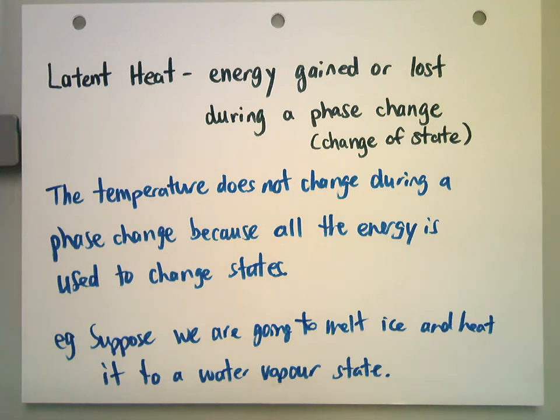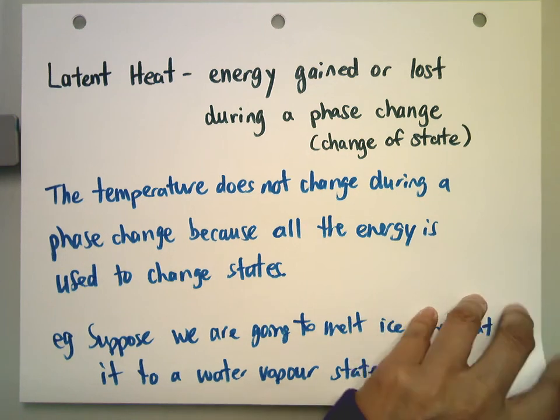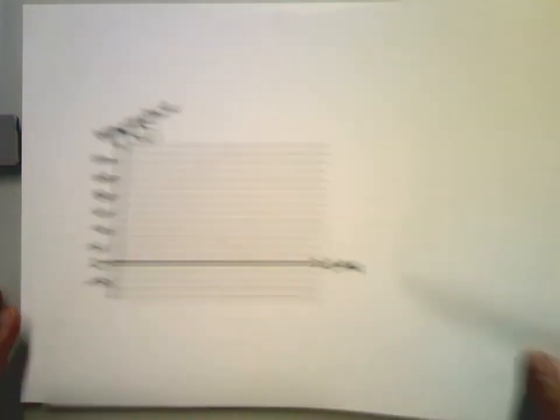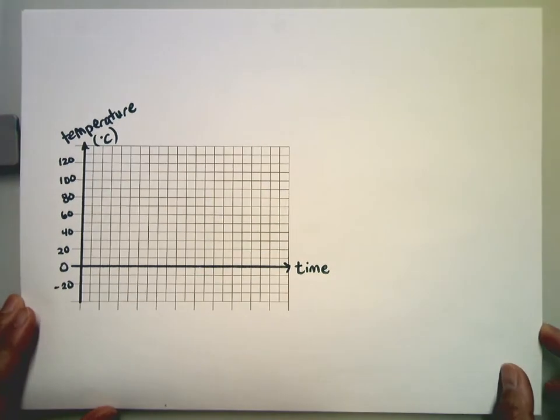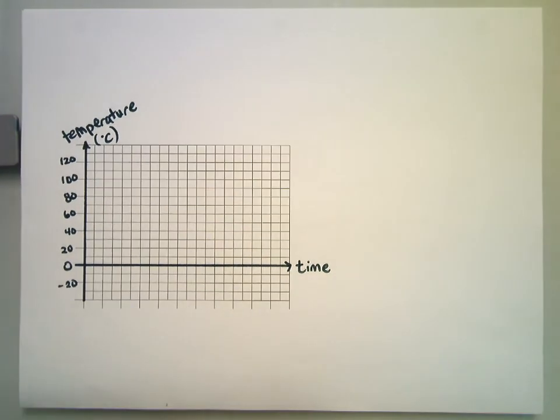Okay, so let's visualize this. Pretend you are actually boiling ice. I guess most people don't boil ice, but we're going to do that. We're going to boil ice, and we're going to graph what's going to happen to that ice as it turns into water, and then so on.